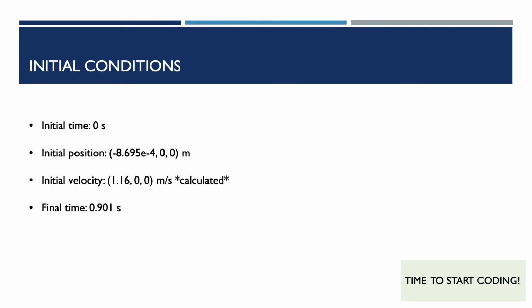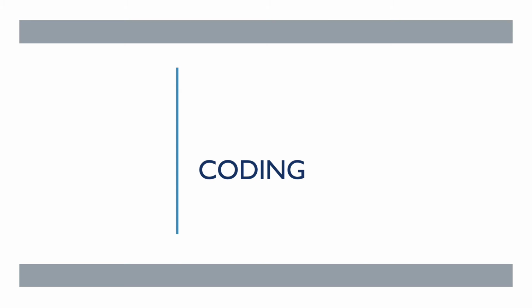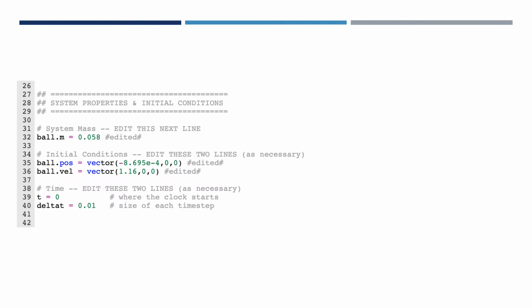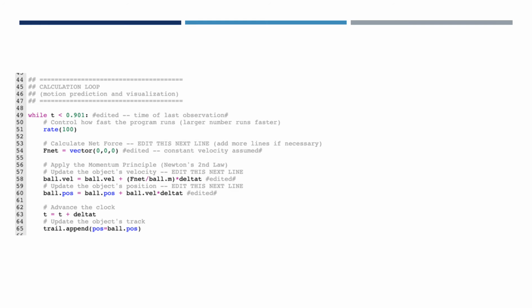So let's look at the code. We begin by looking at the part of our code where we can input our initial conditions. The mass was changed to be that of an average tennis ball. The initial position vector and the initial velocity vector were also inputted into the code.